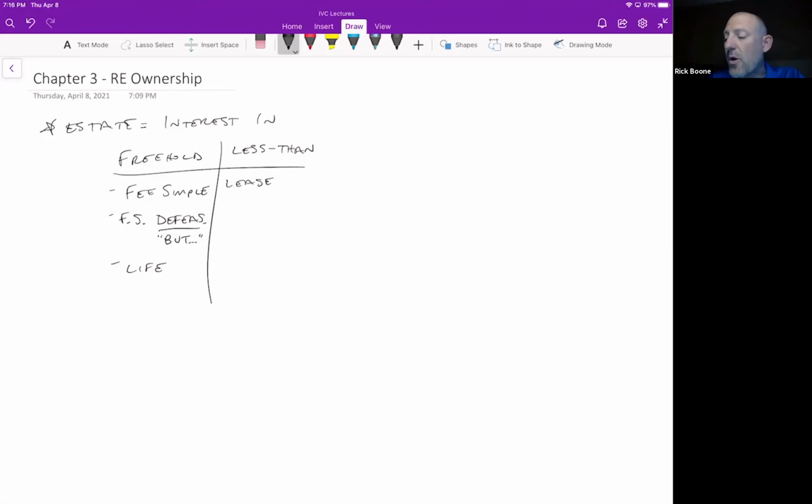I want to bring up, and we usually see that in the term of this less than freehold estate. We see this in the term tenancy or tenant, right? So you think of yourself as a tenant when you're renting something. This is a less than freehold estate.